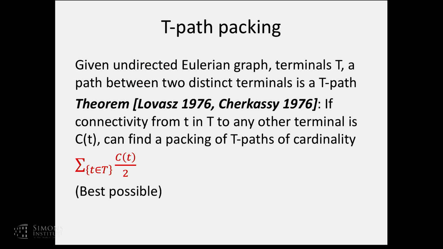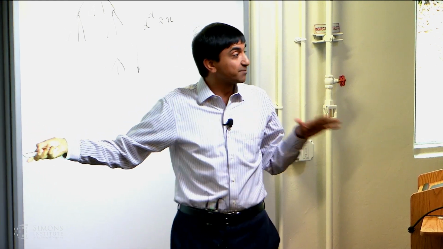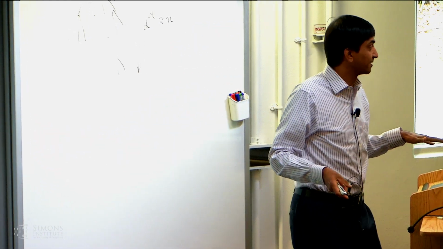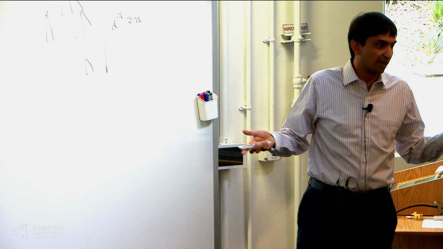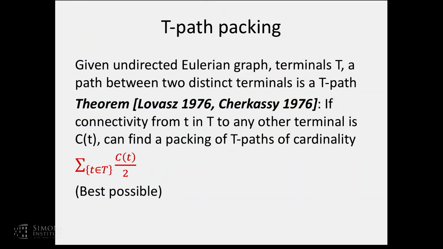I want to first convince you that this is actually the maximum you can get. Why? Because how many T paths can go out of a terminal? At most c of t, because all the T paths have to go to somebody else, and the min cut separating a terminal from all the other terminals is c of t. So I can get c of t paths from every terminal t, but every path has two endpoints, so I have to divide by 2. This is the maximum possible number of T paths you can get.